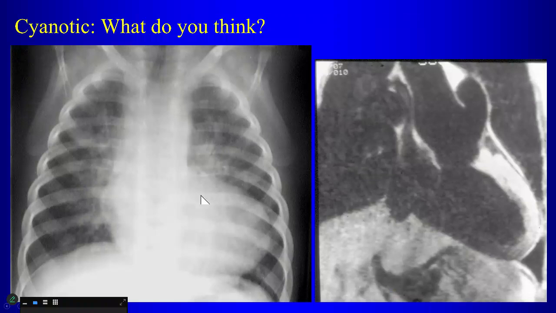Another patient who has increased pulmonary blood flow, who's cyanotic, go through the exercise, the big three. Which of those three is this?